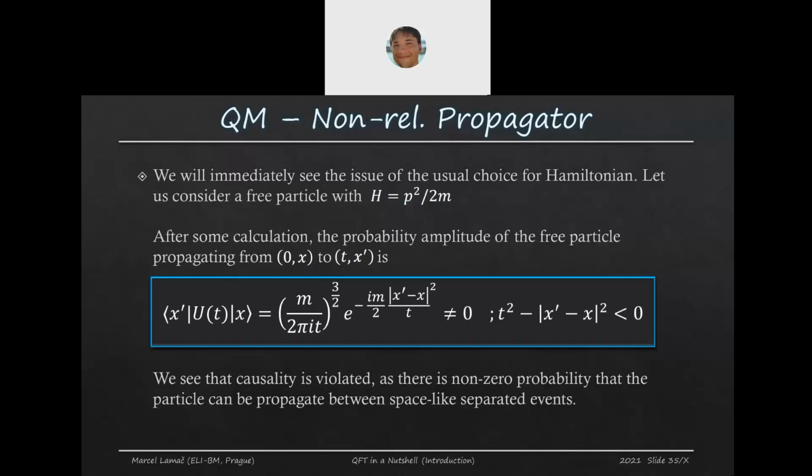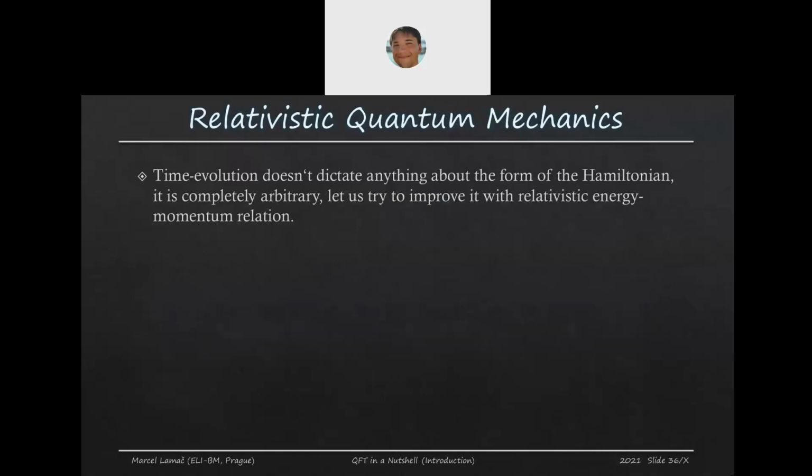So if we choose a non-relativistic Hamiltonian, it is intuitive. I mean, it makes sense that if we consider a non-relativistic Hamiltonian, we probably won't get relativistic evolution, right? Well, we see this explicitly here. So causality is violated because we get faster-than-light travel. Not good. There is a non-zero probability that the particle can travel faster than light. So that's a problem.